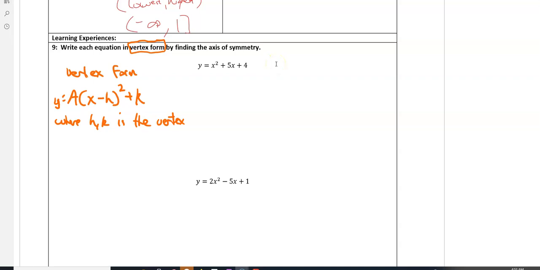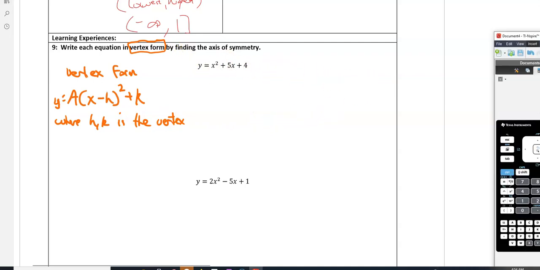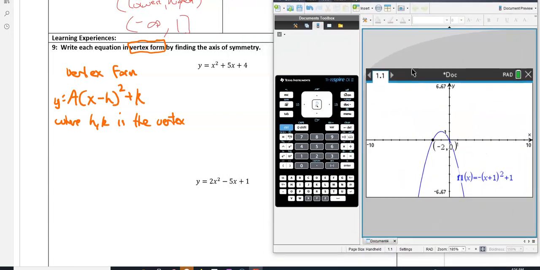All right, class. So number 9, they want us to write each equation in vertex form by finding the axis of symmetry. And remember, vertex form is this right here. You'll have this on the board: y equals a times x minus h squared plus k, where h and k is the vertex. So I just need to find the vertex of this equation right here, x squared plus 5x plus 4. So I'm going to pull up a graph like this.